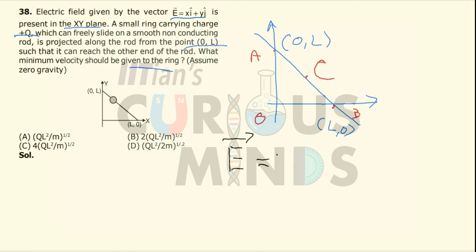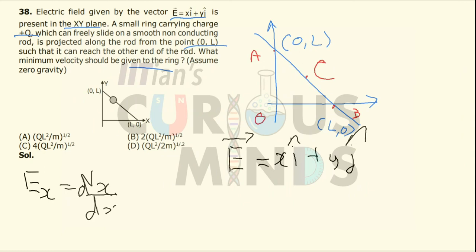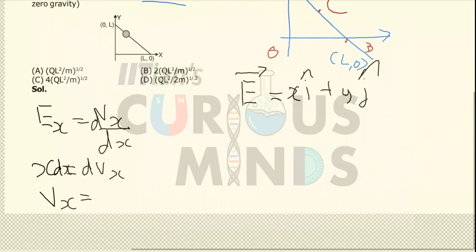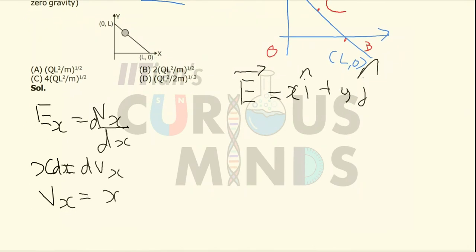E vector is given as x i cap + y j cap. So the electric field in the x direction is Ex = x, which is equal to minus dVx/dx. If I want to find the potential, it will be the integration of this part. Integration of x will be equal to x square divided by 2. I will find the value later.